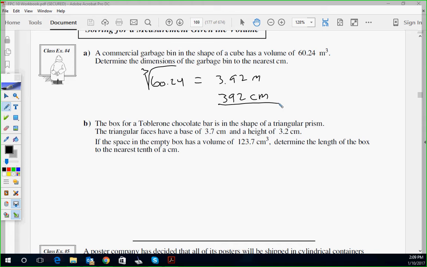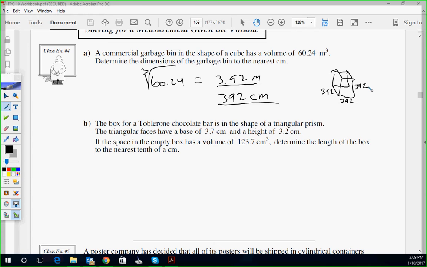Okay, did I say something too fast? Are we good? So it was a cube garbage can, so we cube rooted to figure out what one of the sides was in meters. We converted meters to centimeters by moving the decimal 2 spots to the right. So we got 3.92, which means it's 392 here, 392 here, and 392 here for the height. That's all we figured out.